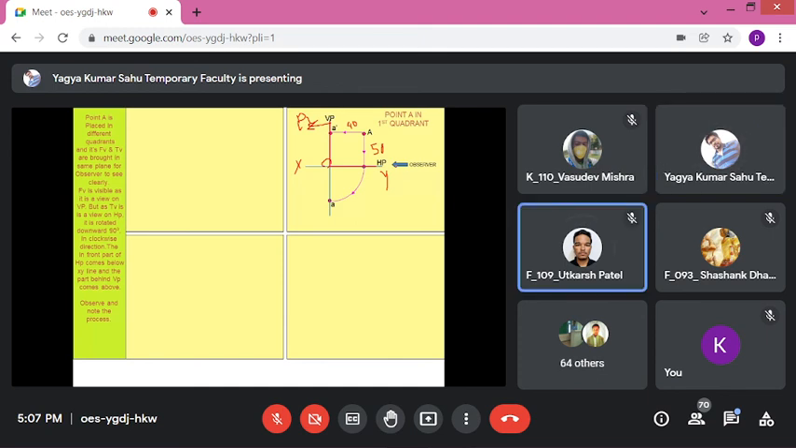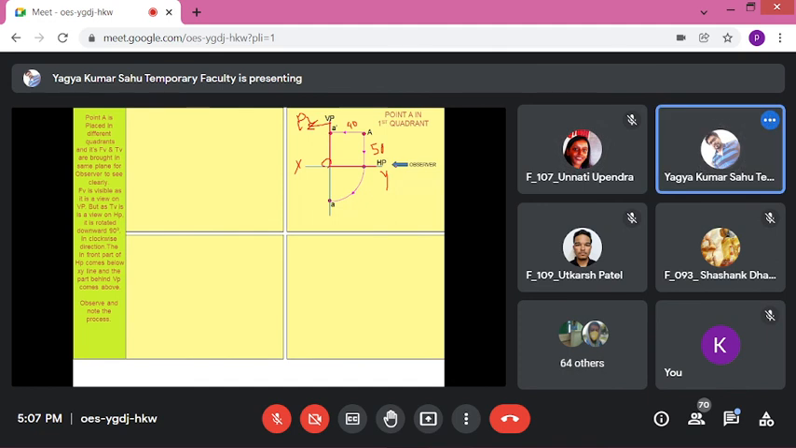If any point is 60 mm above XY, that means 60 mm above the horizontal plane. So that 60 mm is always used for drawing the front view. Now, that depends on the type of projection, whether it is first angle or third angle. If it is first angle, draw 60 mm above XY. If it is third angle, draw 60 mm below XY. And that distance, 40 mm, is used for the top view.